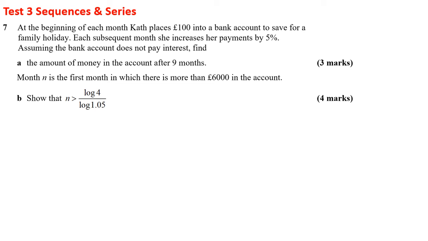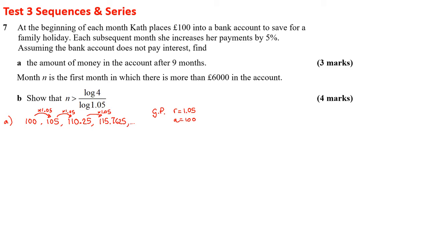So as usual in this worded question, I would start by writing out the sequence that is generated by this context. In writing it out, it becomes clear that it is a geometric progression with a common ratio of 1.05, and the first term A is 100.